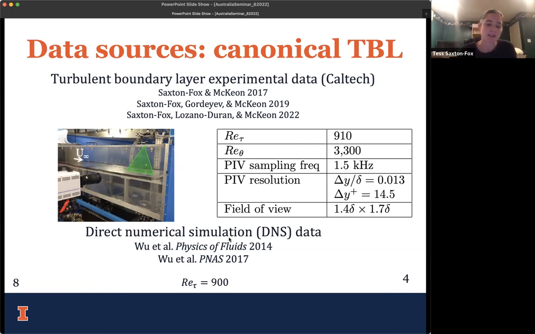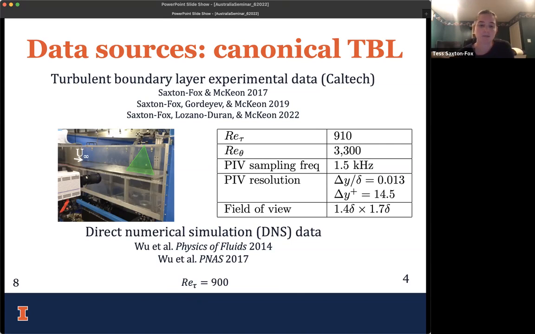And then I also had access to direct numerical simulation data from Zhaowa Wu at the Royal Military College of Canada. And you can see details of that database here. I think it's a phenomenal resource. It's a boundary layer that starts laminar and they go through a bypass transition, and they simulate it all the way up until matching Reynolds number here.